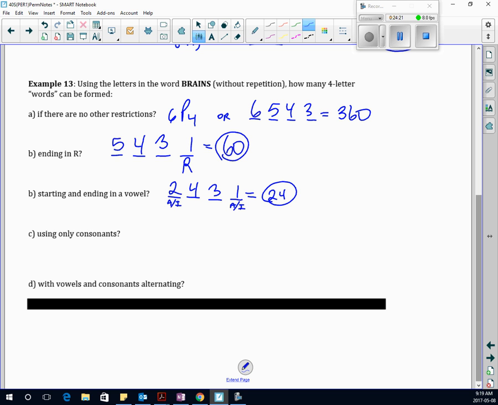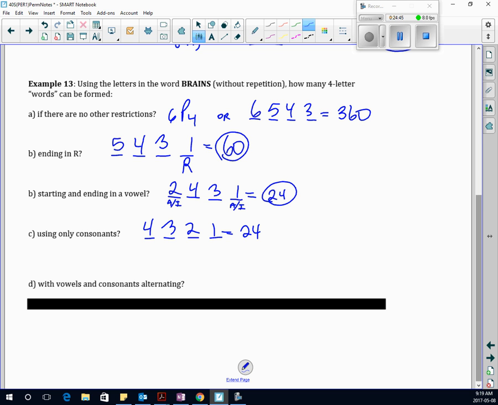Yes? What happens if I only use consonants? Consonants is all the ones that aren't vowels, right? 1, 2, 3, 4. How many choices do I have? Yeah, you have 24 because it's 4, 3, 2, 1. Yeah?